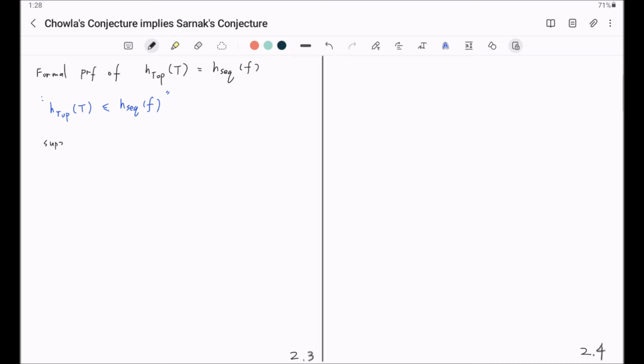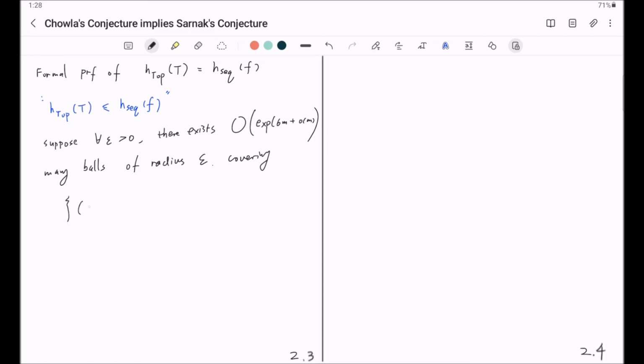Suppose for any epsilon greater than 0, there exists big omega of exponential of sigma m plus little omega of m, many balls of radius epsilon covering this sequence as m goes to infinity.